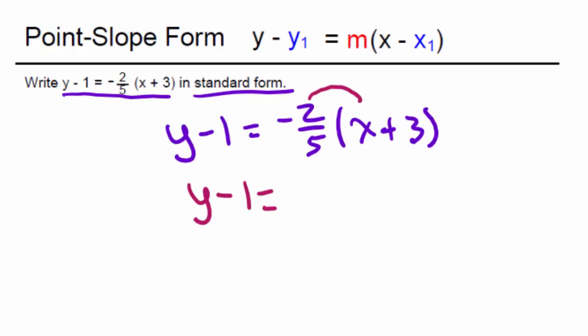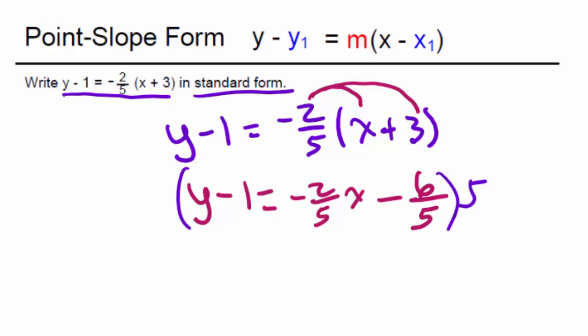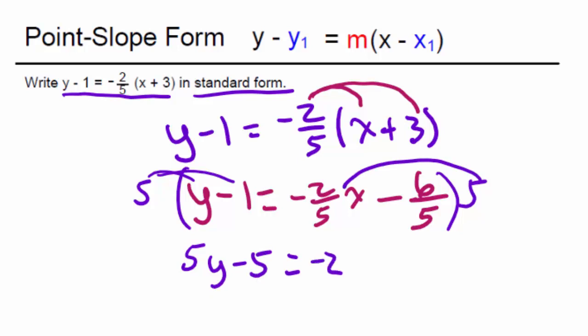So negative 2/5 times x is negative 2/5 x. And negative 2/5 times 3 is going to be negative 6/5. And to make this problem a little bit simpler, I would probably clear all the fractions out at this point. So I'm going to multiply everything by 5 on both sides. So I distribute on this side, I get 5y minus 5 equals, when I distribute here, I get a negative 2x. When I distribute here, I get a negative 6.